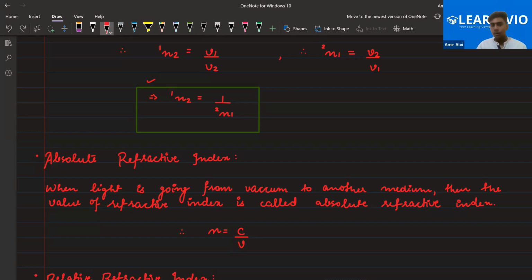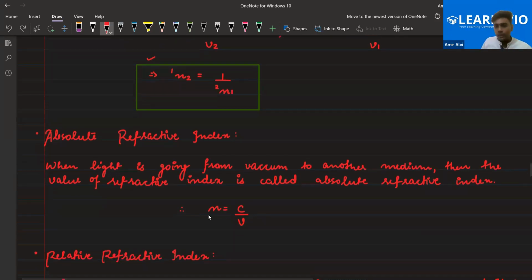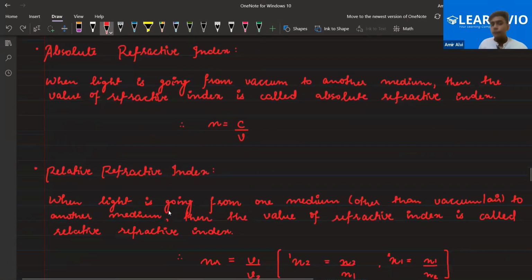Okay, so this is how you will calculate the refractive index, the absolute refractive index of the medium. That is n is equal to c by v. Clear? Yes. Junaid and Arish, clear? Next is relative refractive index.